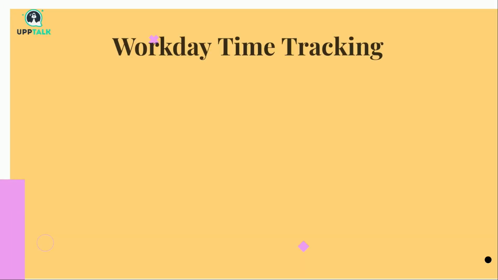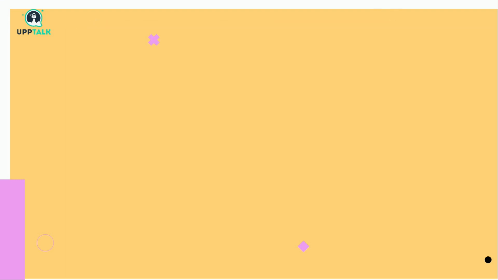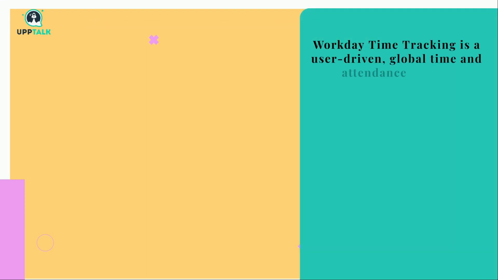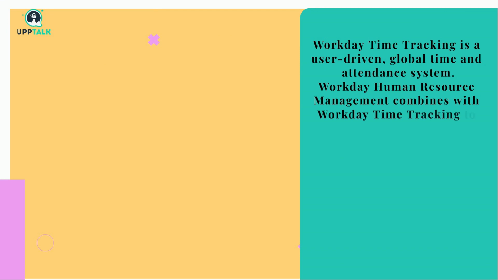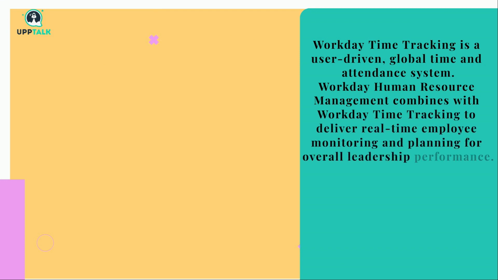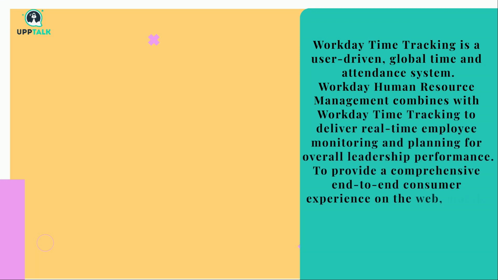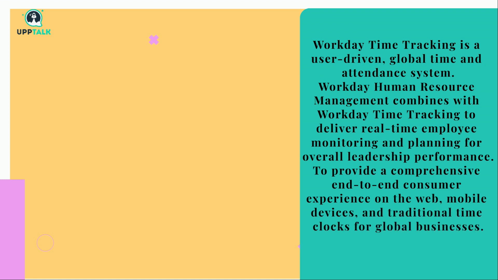So, let's know about Workday time tracking briefly. Workday time tracking is a user-driven, global time and attendance system. Workday Human Resource Management combines with Workday time tracking to deliver real-time employee monitoring and planning for overall leadership performance. To provide a comprehensive end-to-end consumer experience on the web, mobile devices, and traditional time clocks for global businesses.